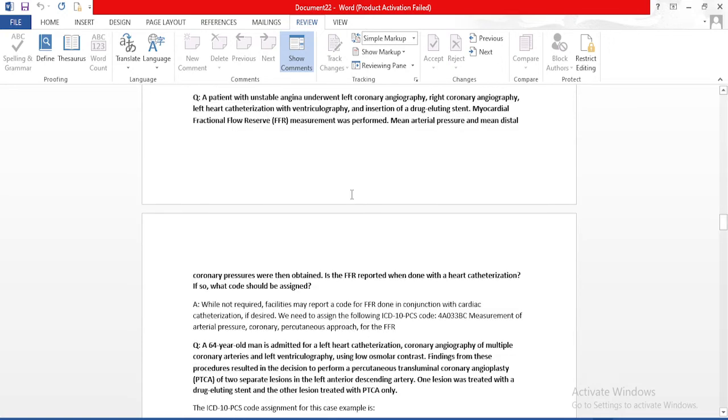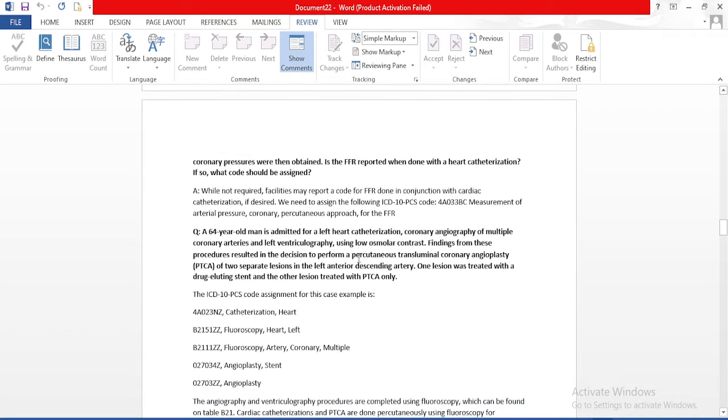Next question. A patient with unstable angina underwent left coronary angiography, right coronary angiography, left heart catheterization with ventriculography, and insertion of a drug-eluting stent. Myocardial fractional flow reserve measurement was performed. Mean arterial pressure and mean distal coronary pressures were then obtained. Is the FFR reported when done with heart catheterization? If so, what code should be assigned?